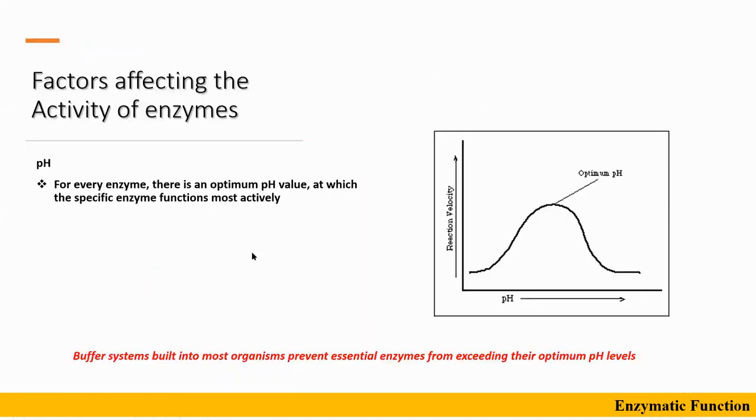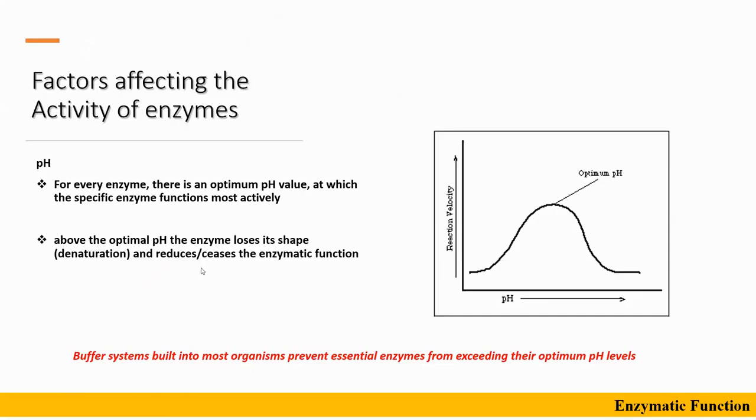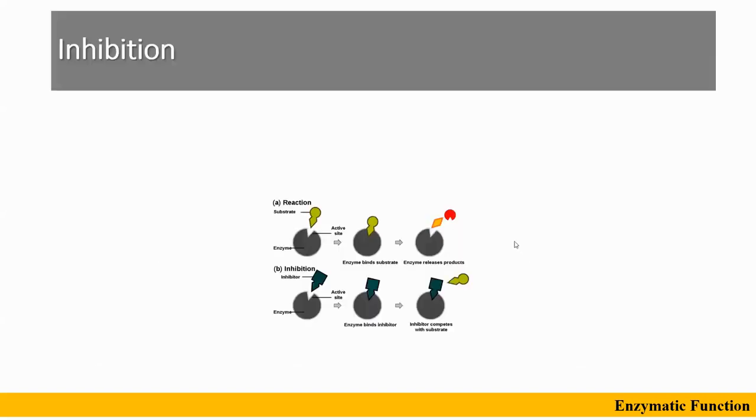Another factor that affects the enzyme function is pH. Every enzyme has its optimum pH value, and beyond this pH value, the enzyme shape denatures and the activity of the enzyme declines or ceases. The function of buffers built into organisms is to prevent enzymes from exceeding their optimal pH levels.